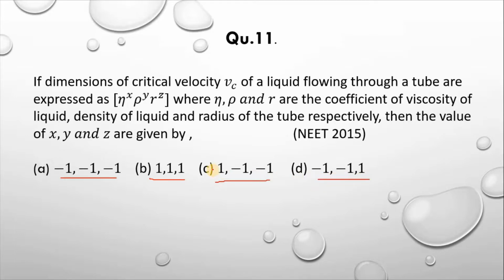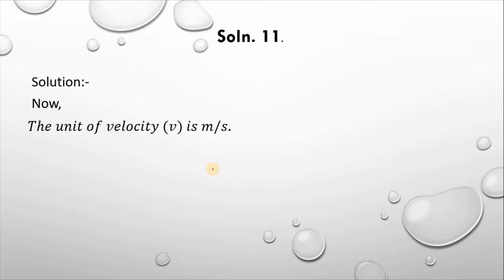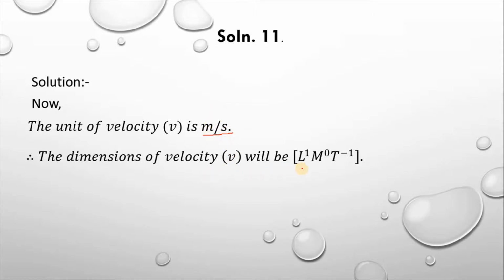So let us start with its solution. This is going to be easier than the 10th one. Now again, the unit of velocity is meter per second, so you can write the dimensions of velocity as L1 M0 T minus 1.